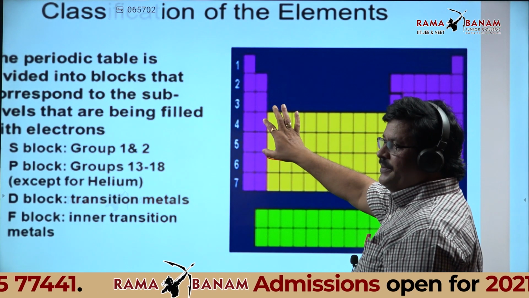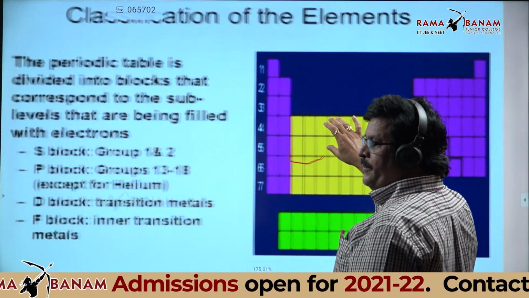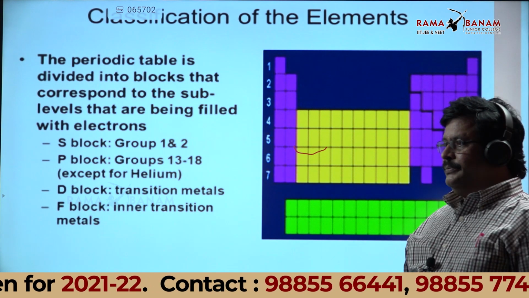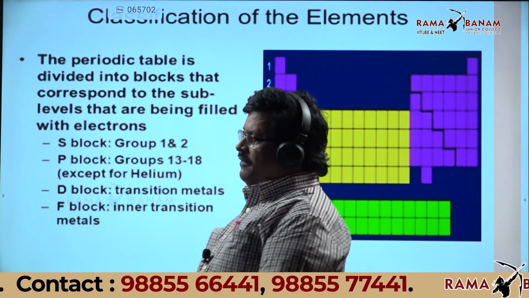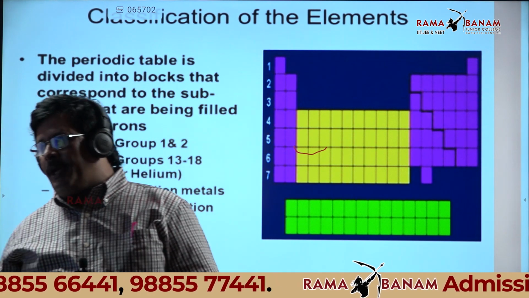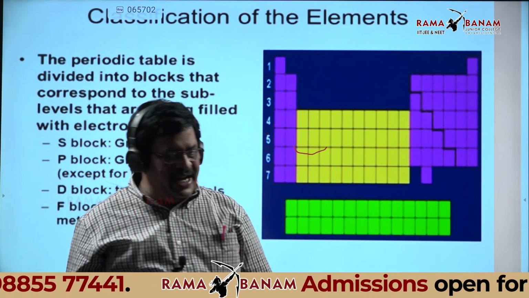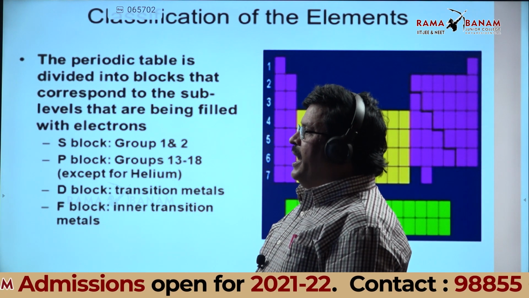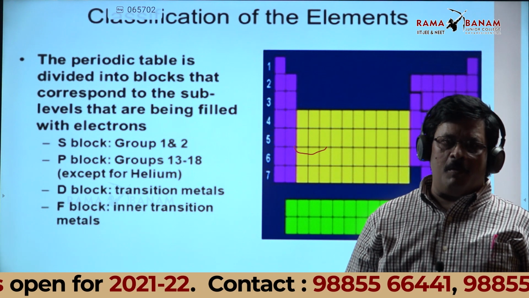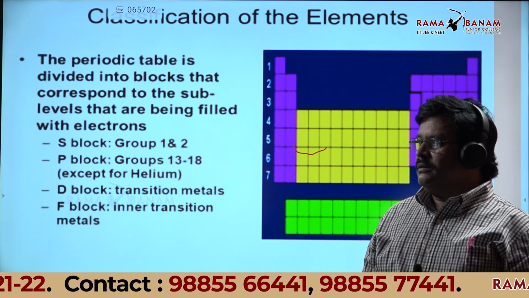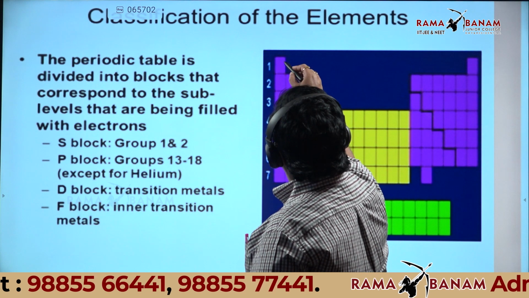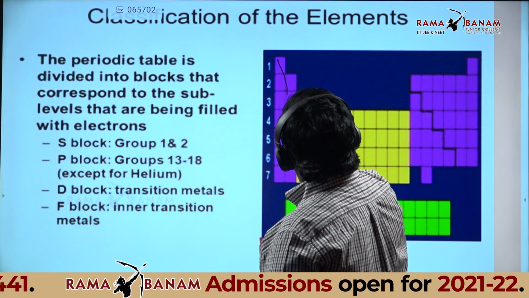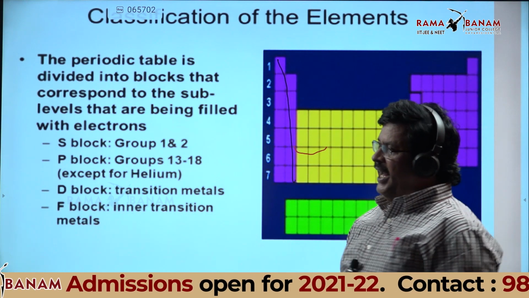Students, is it okay? Is the board visible or not? See, I have given the total long form of the periodic table in different colors. See these two groups. These two groups are S block in the long form. Is it okay?